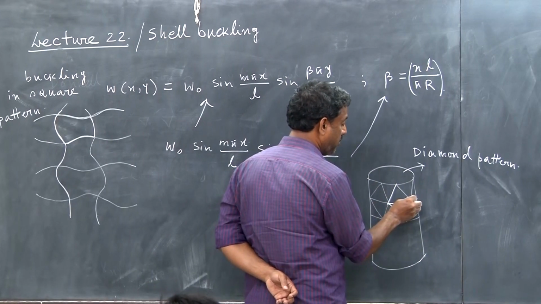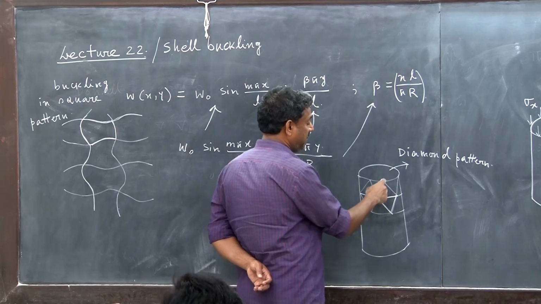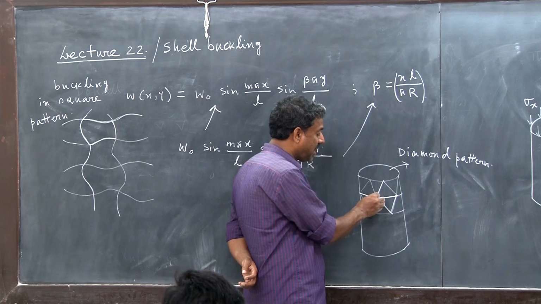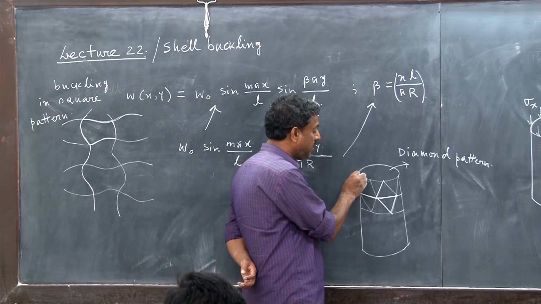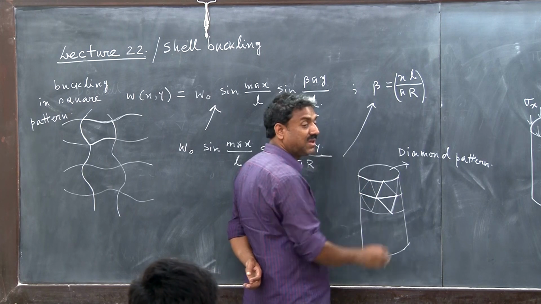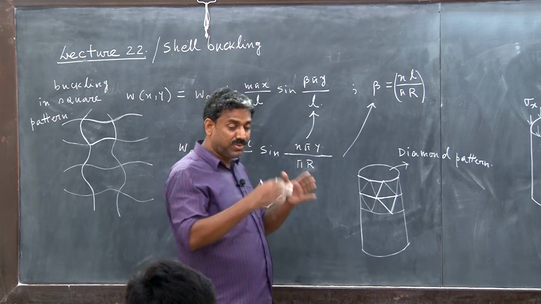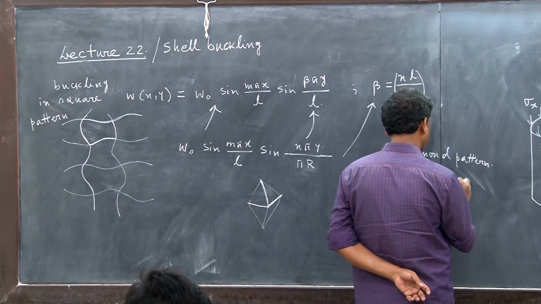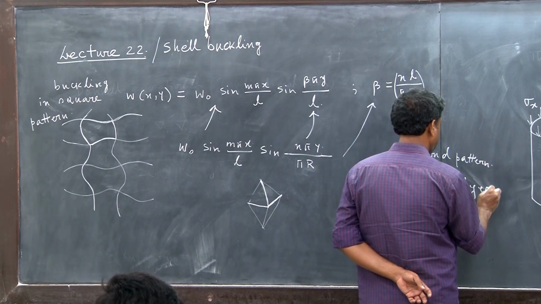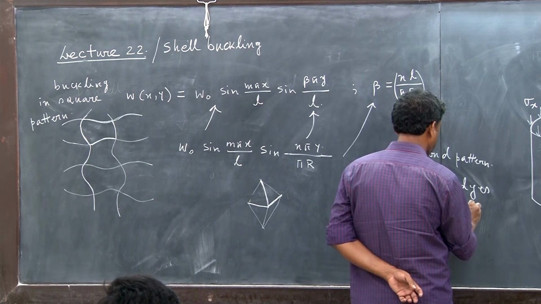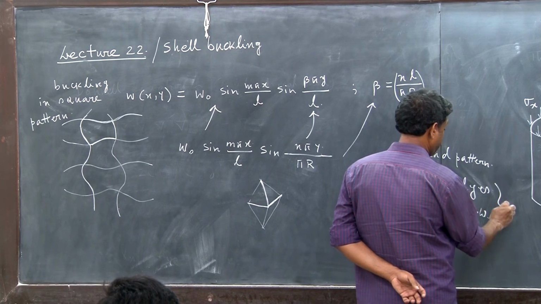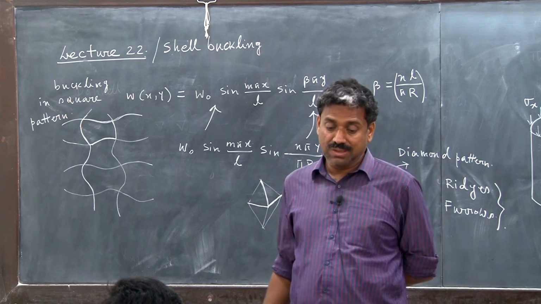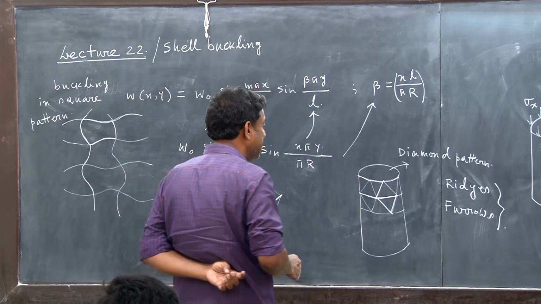And then you see, diamond pattern, inclined pattern, and what happened is that one will come out, one will go in, okay? So it will be something like this. It consists of a number of ridges and a number of furrows. Why buckle under a square pattern can be explained, I will explain later.